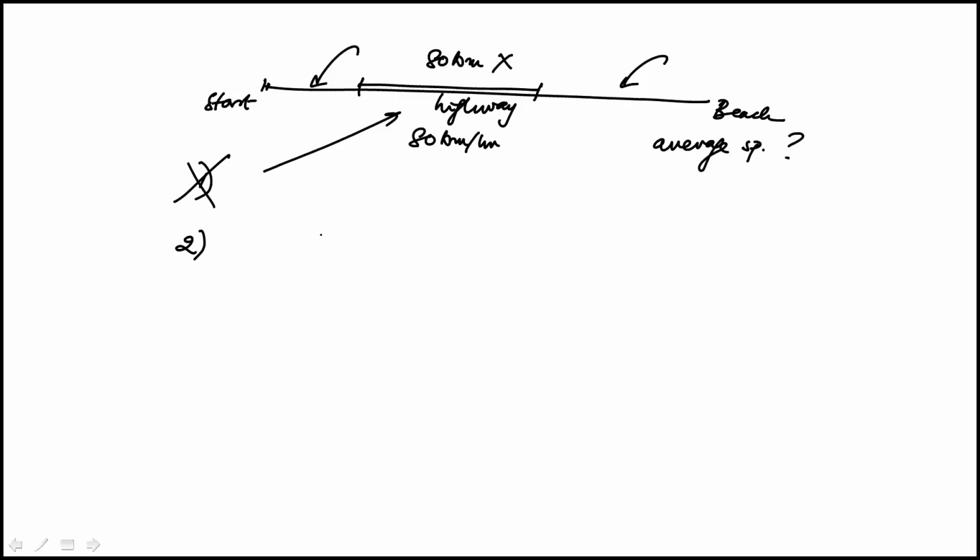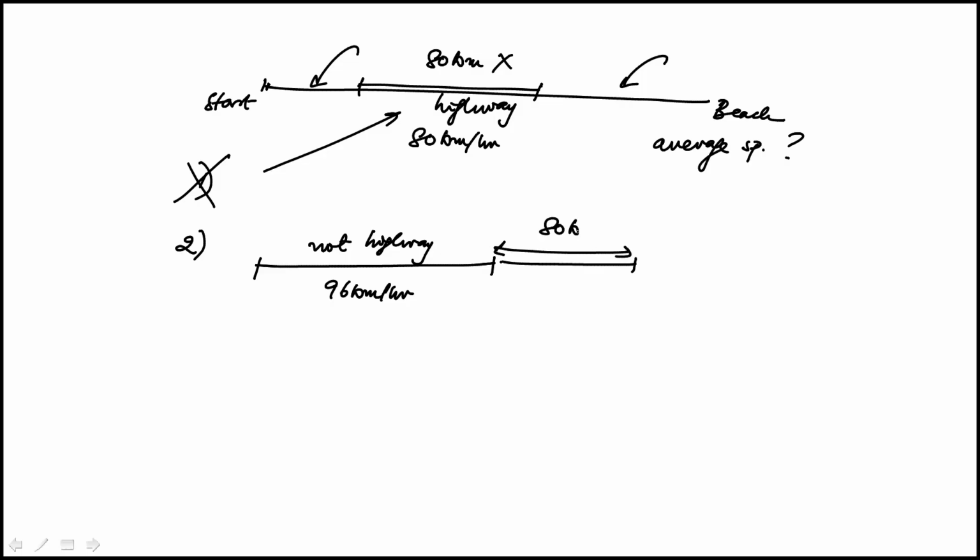2 says Pete's average speed for the part of the trip not on highway. So for the remaining, let's say if we divide this, so this is 96 kilometers per hour. Now this is not highway, and all we know with statement 2 alone is that this is 80 kilometers. So when we don't know this distance, nor do we know the speed here. So 2 alone is insufficient.